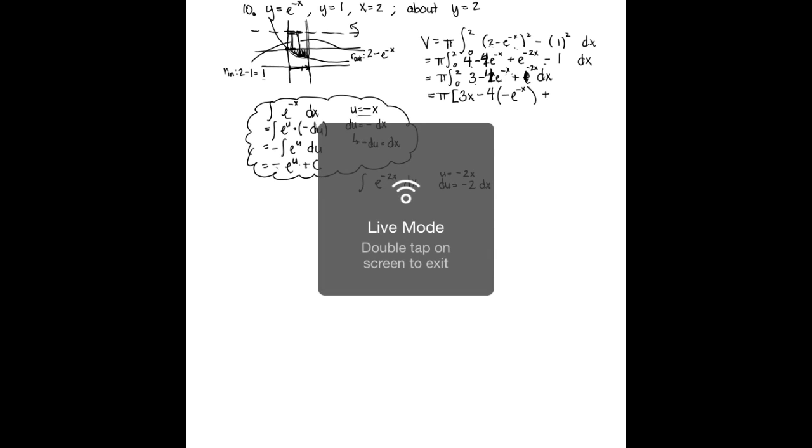But do I see a negative 2 dx there? No, I don't. So divide both sides by negative 2. So I have negative 1/2 du is equal to dx. I'm going to replace my dx. e to the u times negative 1/2 du.